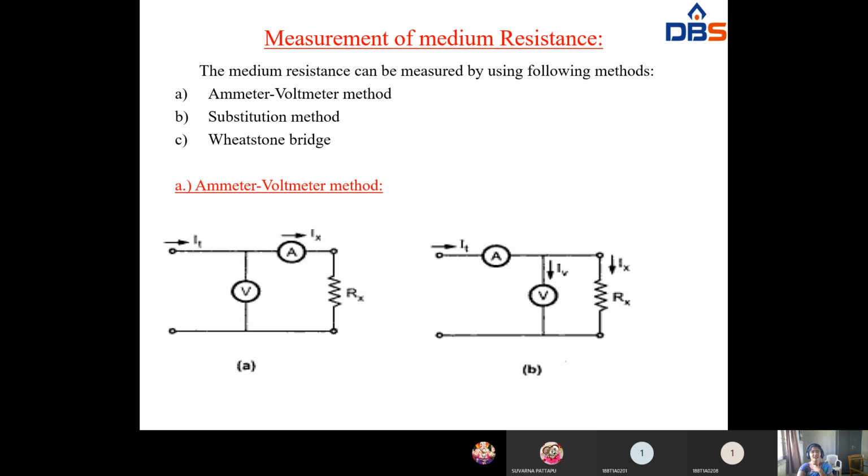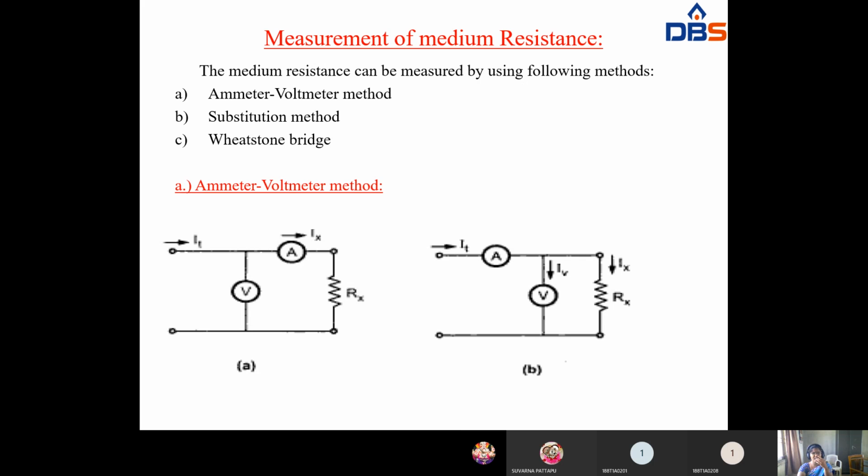First one is ammeter voltmeter method, substitution method, Wheatstone bridge method. Okay, so here you can use which bridge? The Wheatstone bridge. Okay, this is also very important. This is one of the bridges used to find out the medium resistance value.